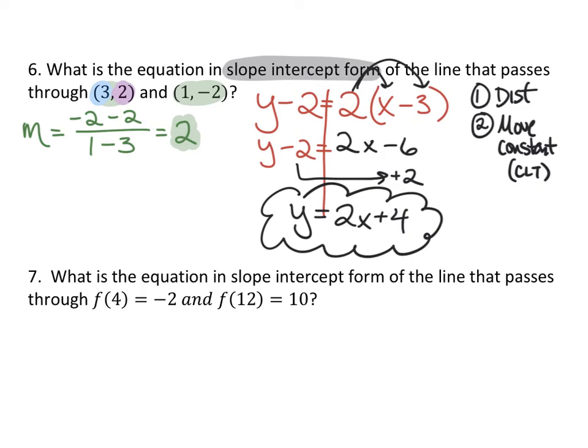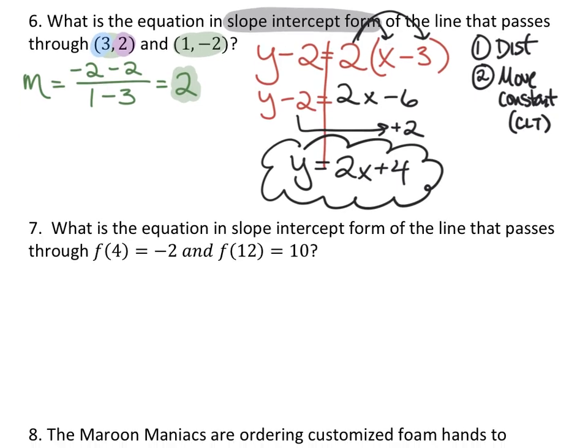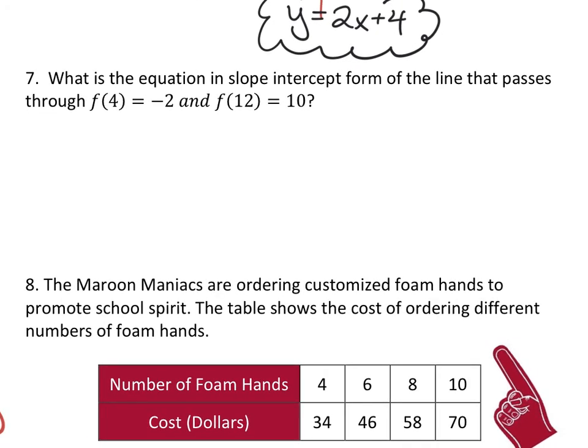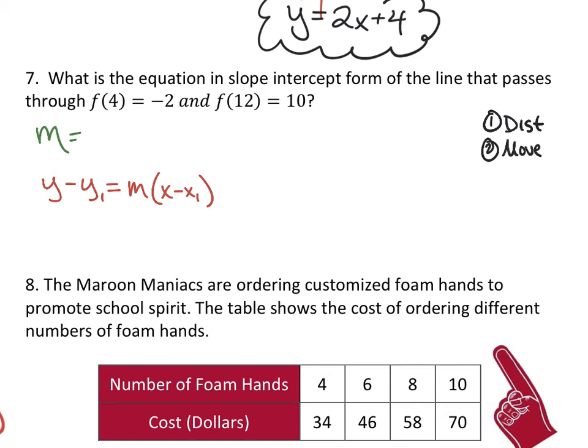All right, hopefully you went and checked. Let's try number 7. So this one is for you guys. Remember, when you're given just 2 coordinate points, start by finding the slope, then plug your equation into point-slope form, and then rearrange using those 2 steps into slope-intercept form. Distribute, and then move the constant. Okay, pause the video and give it a shot.